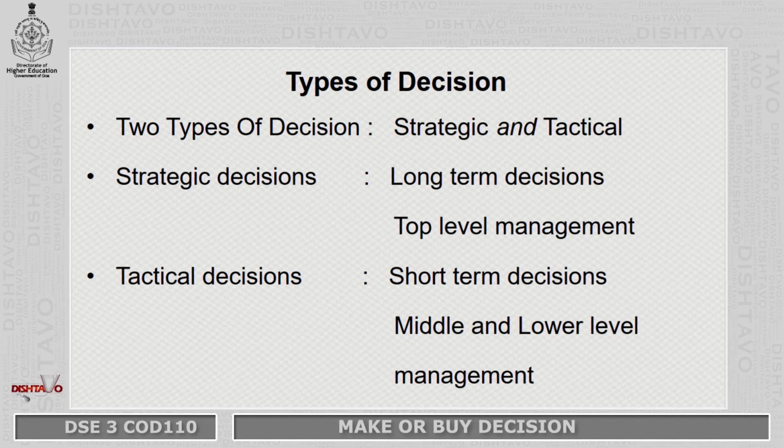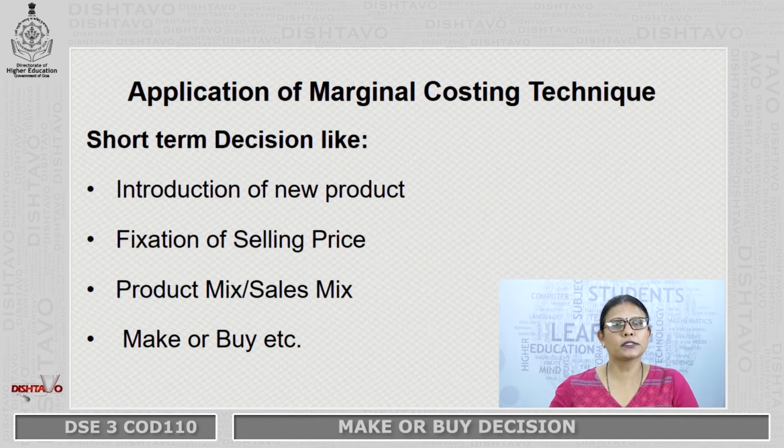Now there are two types of decisions: strategic decisions and tactical decisions. Strategic decisions in an organization are basically taken by the top level management, and they are long term decisions, taken by the board of directors and so on. Whereas tactical decisions are short term decisions, and these are taken by middle and lower level management. We are going to study tactical decisions, because the application of marginal costing technique is for short term decisions, and they are basically tactical decisions.